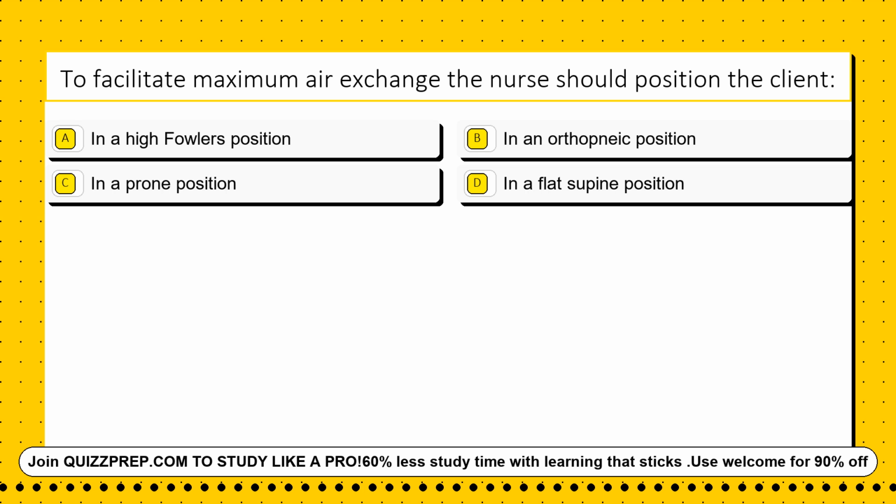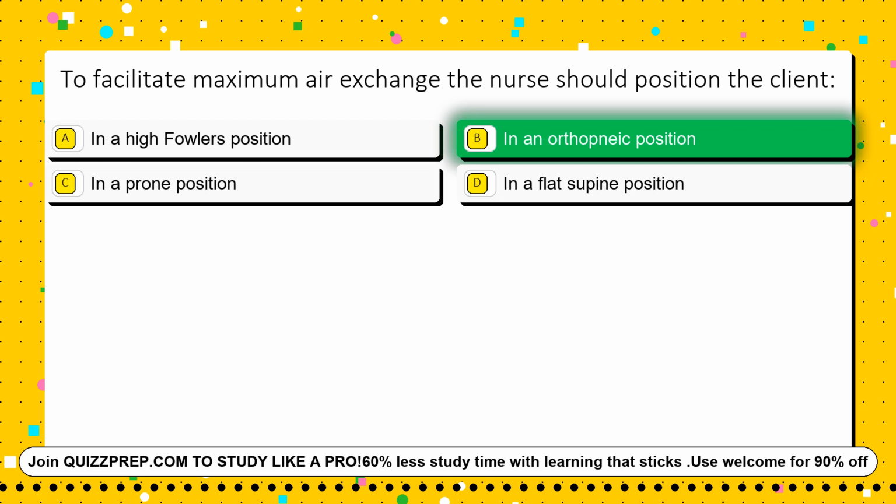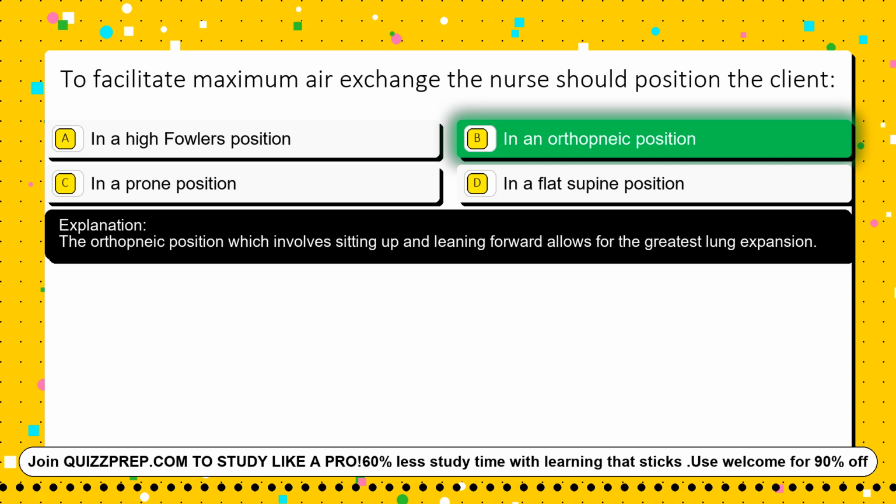Option B, in an orthopneic position. Option C, in a prone position. Option D, in a flat supine position. The correct answer is option B, in an orthopneic position. The orthopneic position, which involves sitting up and leaning forward, allows for the greatest lung expansion.